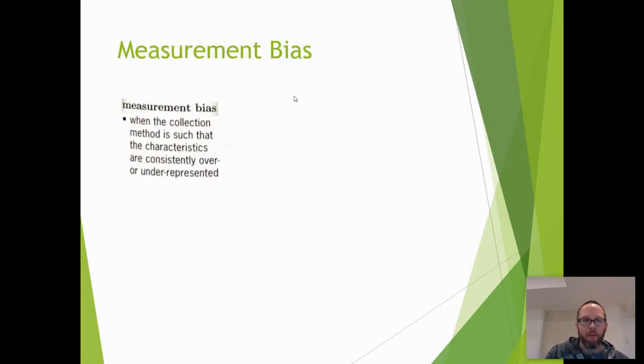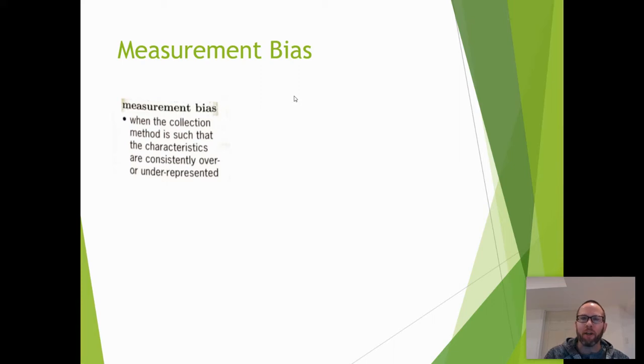The second significant type of bias is called measurement bias. This is when the collection method is such that the characteristics are consistently over or underrepresented. So I worked in a meat department when I was in high school, and sometimes little old grannies would ask me if I had my thumb on the scale as I was weighing their meat, meaning I was putting my thumb on and changing the measurement and making it heavier, making the mass of whatever I was portioning out more, and they'd be getting charged more. Of course, I would never do that. But that would be an example of measurement bias.